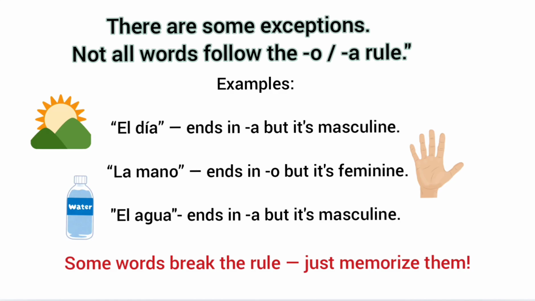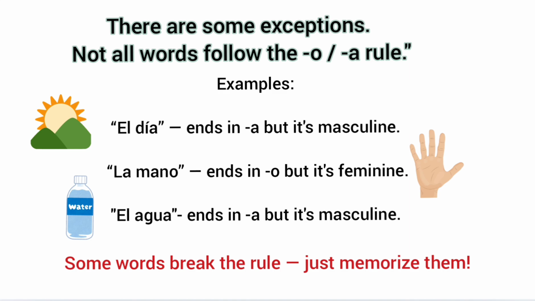But hands up, not all nouns follow the usual O is masculine and A is feminine rule. Think of them like irregular verbs in English. These are just irregular nouns. They break the rule, but don't stress about it. Just think that with practice and daily use, you'll start recognizing them naturally. And guess what? There aren't that many. You've got this. Here are some examples of nouns that break the usual gender rule.